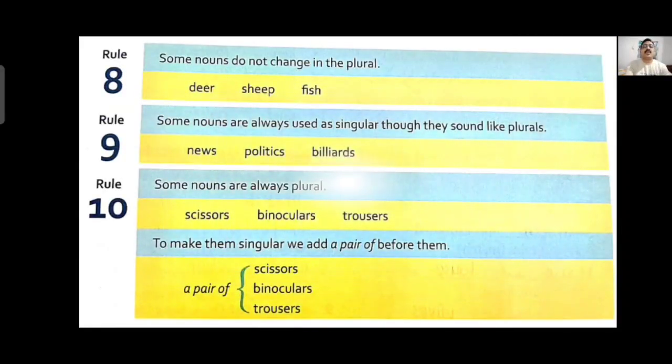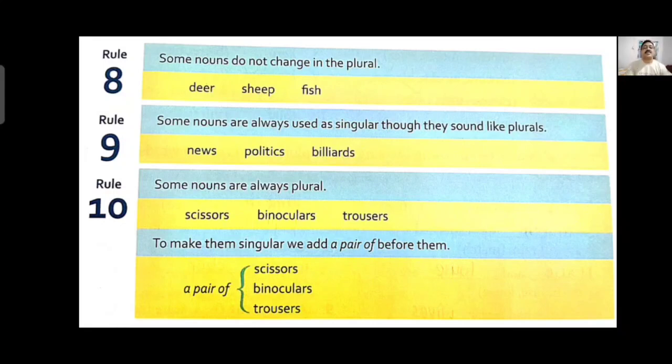Now, rule number 8. Some nouns do not change in the plural. It means the spelling they have in the singular remains the same in the plural as well. Like deer, singular also deer, plural also deer. Sheep, singular also sheep, plural also sheep. Fish, singular also fish, plural also fish. They don't change their spelling in the plural form.